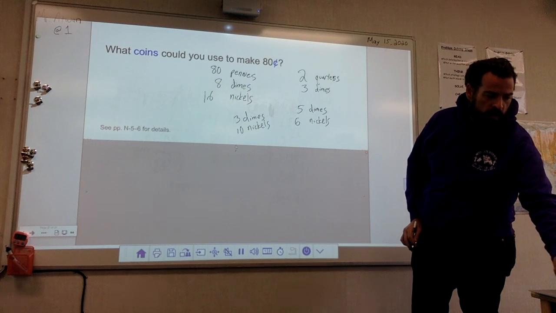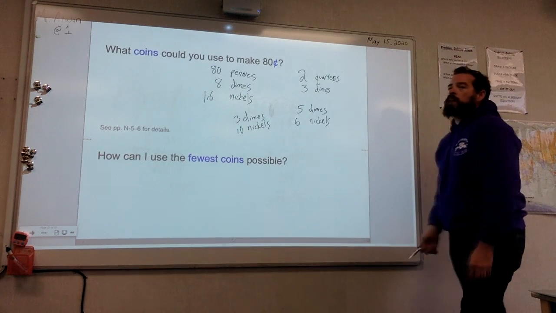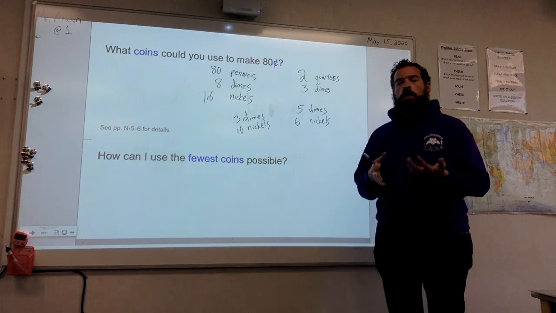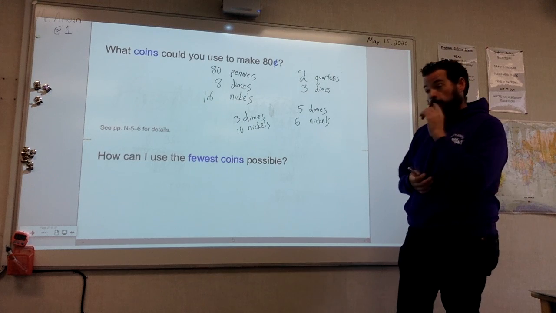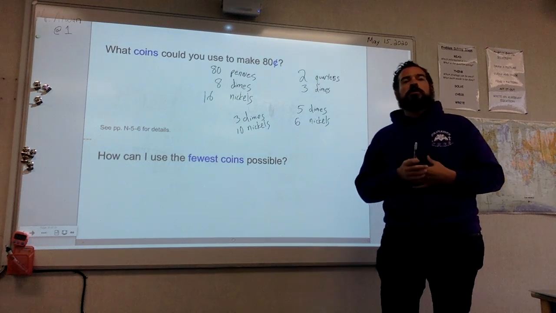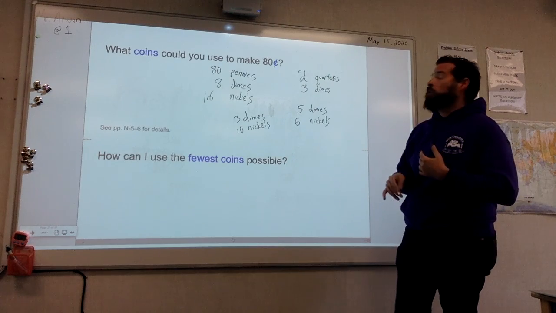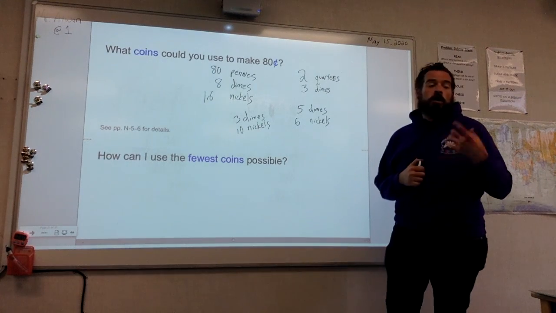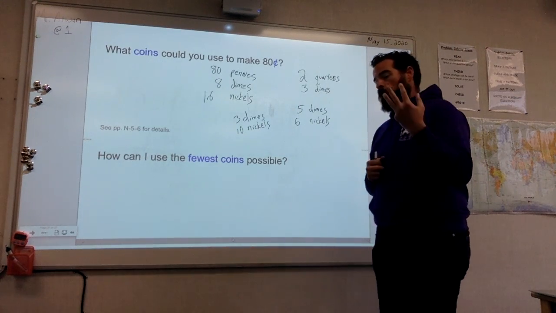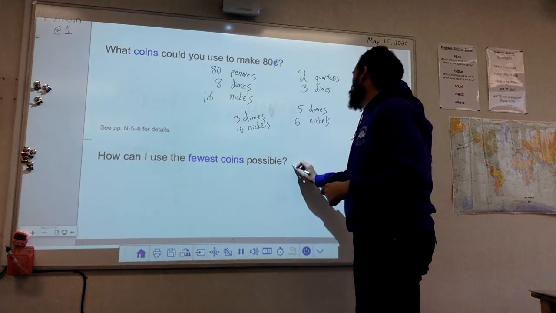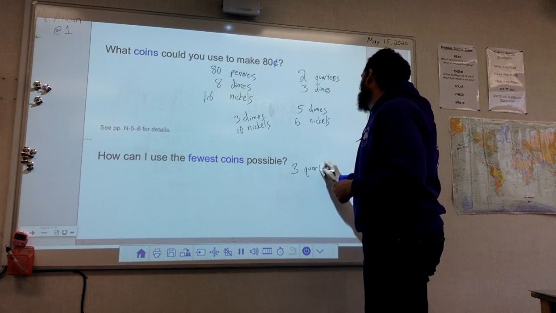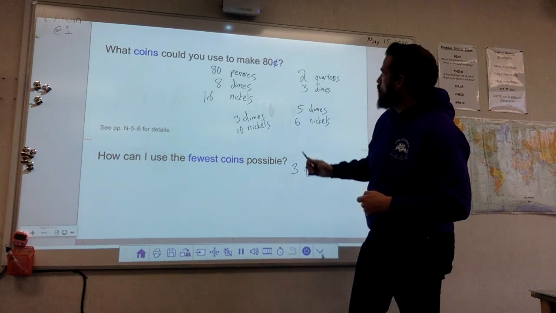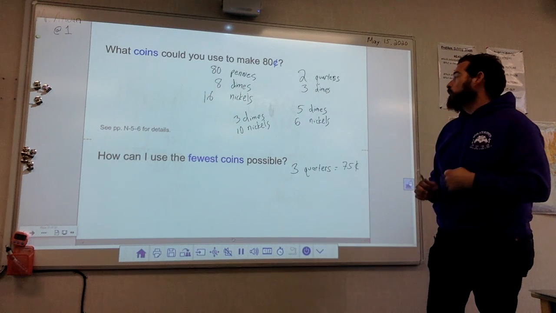Now, just one last thing. You may be asked at some point how you can make an amount using the fewest coins possible. So if you think of the fewest coins possible, we want to start with our largest denomination coin that's less than $1, since our amount is less than $1. So the largest coin that we have here is a quarter, 25 cents. So if I take 3 quarters, that's going to give me 75 cents. And I still need 5 more cents to get to 80.